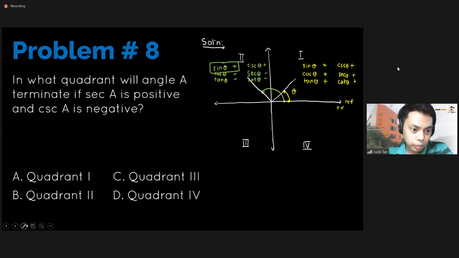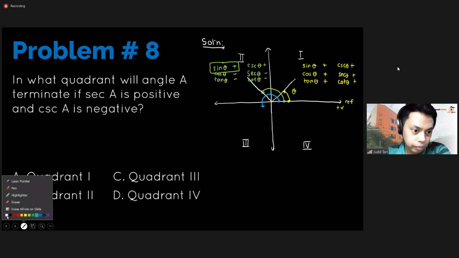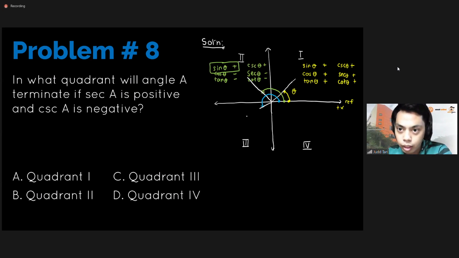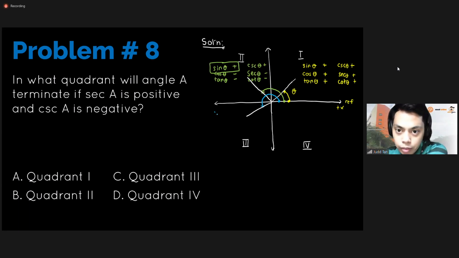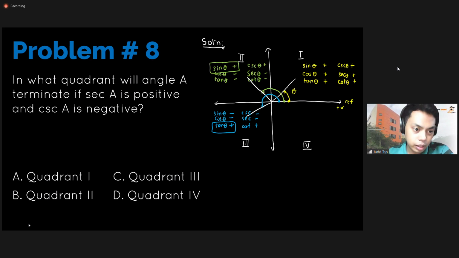Next. Kapag sa third quadrant, dito siya nag-stop. If it stops at the third quadrant, what we expect is yung sine, yung cosine, yung tangent. Si tangent po yung magpo-plus, the others will be negative. So, yung cosecant, secant, tsaka cotangent will follow. So, ito plus, minus, minus.